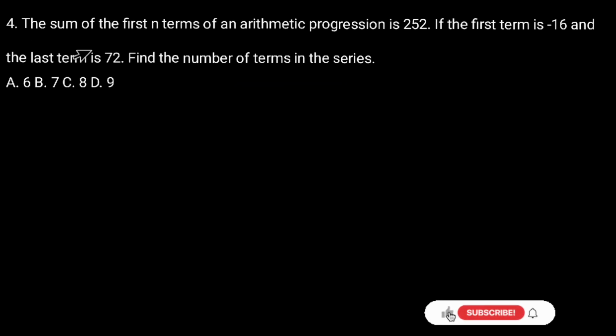Question number 4. The sum of the first n terms of an arithmetic progression is 252. If the first term is minus 16 and the last term is 72, find the number of terms in the series. I have solution.